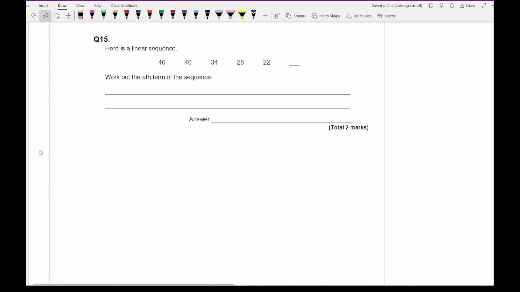Moving on to question 15, it says here is a linear sequence, and it says to work out the nth term. So here I'm going to work out what the difference is between these, which is minus 6 rather. So I'm going to have minus 6n in the formula, and then what do I need to do to get from minus 6 to positive 46? Well, I need to add 52. So the answer is going to be minus 6n plus 52. Or you could write 52 minus 6n.